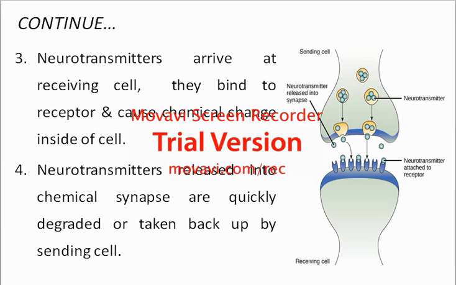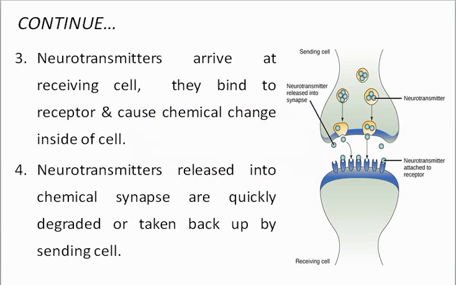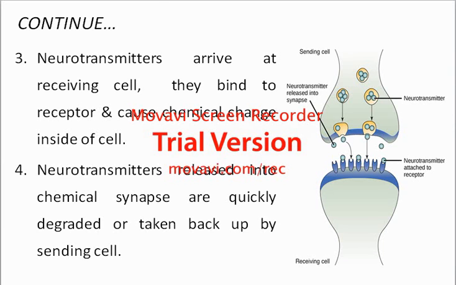The neurotransmitters that are released into the chemical synapse are quickly degraded or taken back up by the sending cell. This resets the system so the synapse is prepared to respond quickly to the next signal.